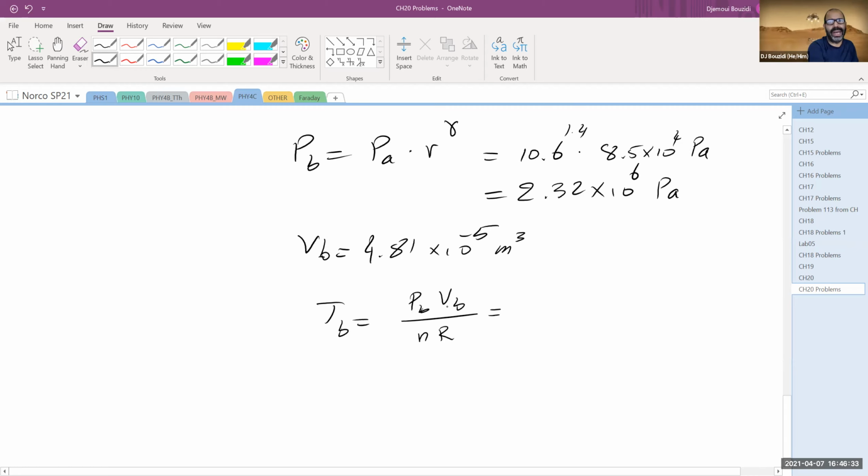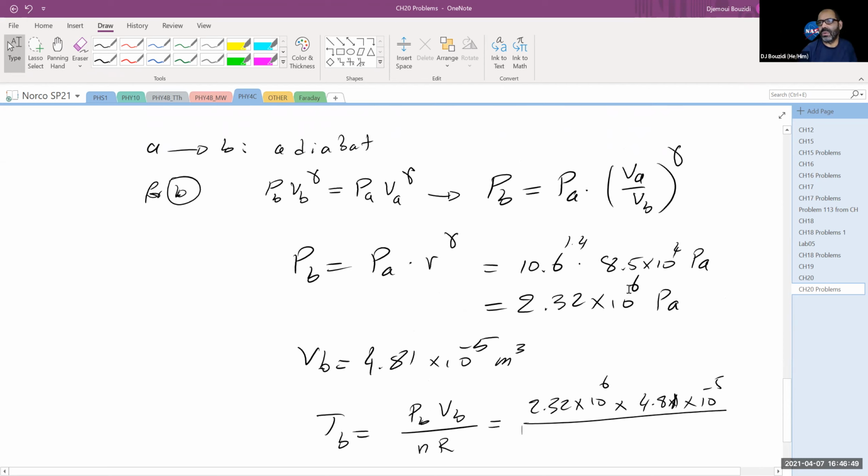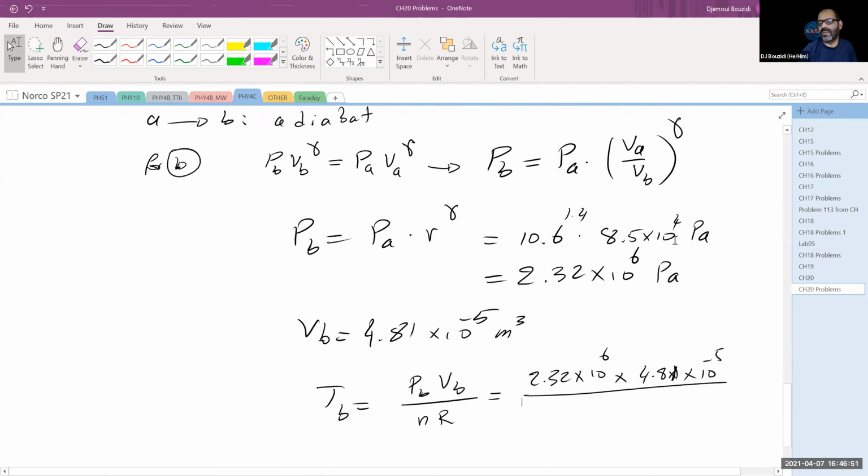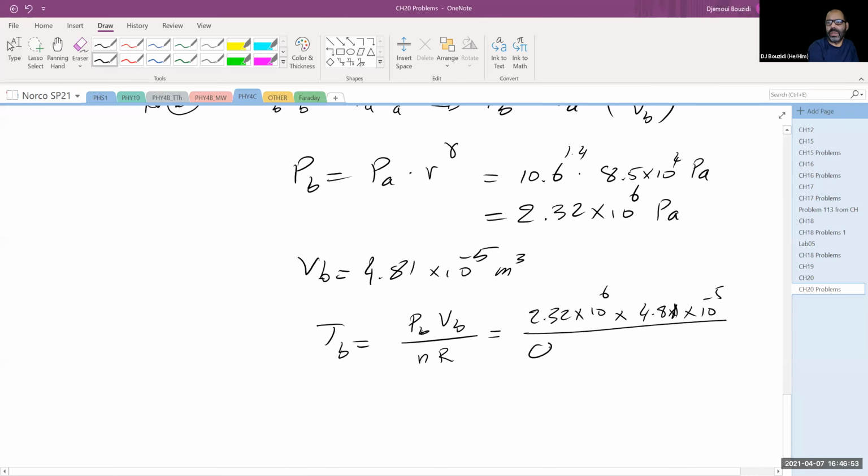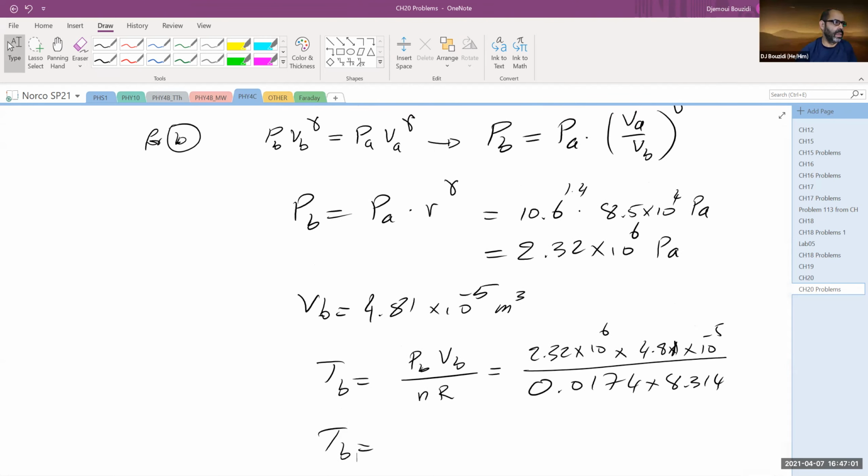And I have N already, and I have PB. I just calculated them. So this is going to be 2.32 times 10 to the power 6 times the volume, which is 4.81 times 10 to the negative 5. And the whole thing is divided by N. And N, if you guys remember, is 0.0174, 0.0174 times R, which is 8.314. And from here, we're going to find TB to be what?